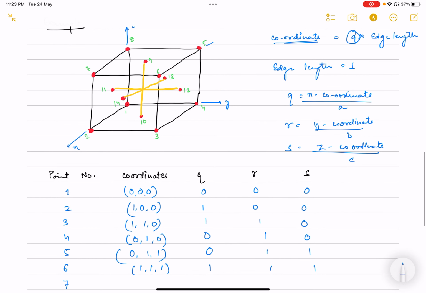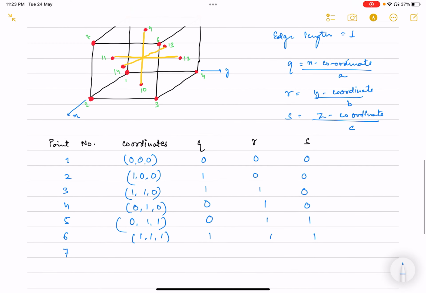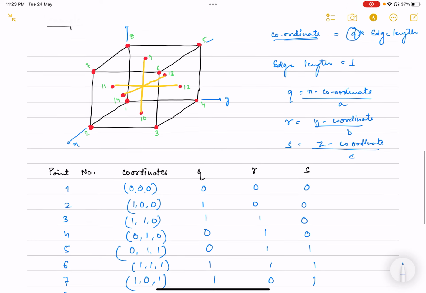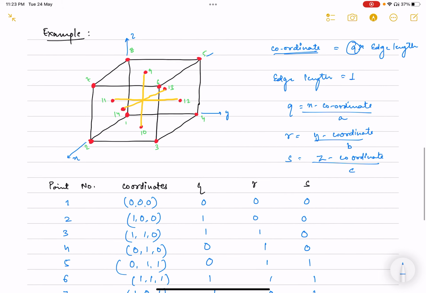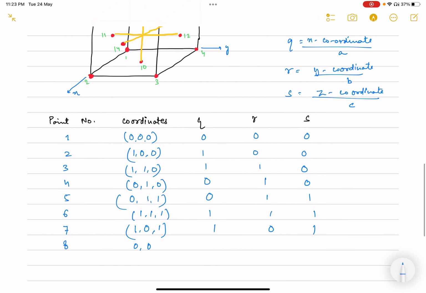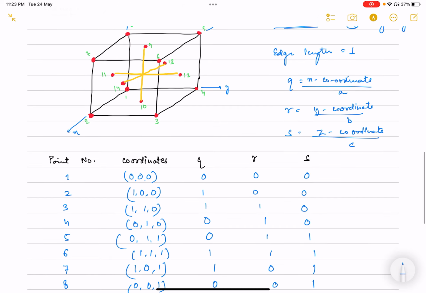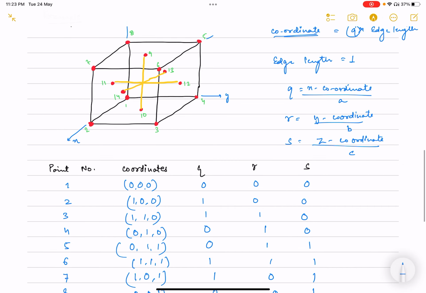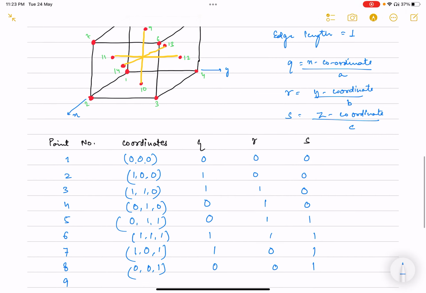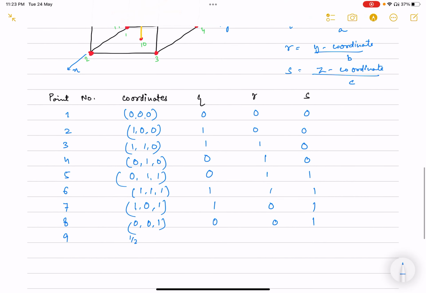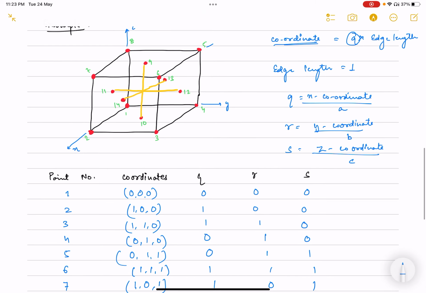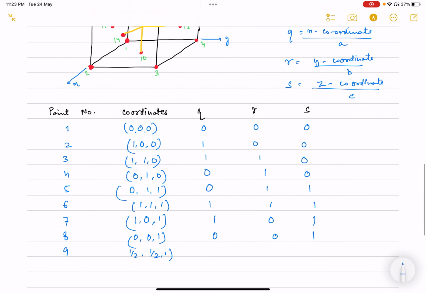Point 7 lies in the xz plane, so it will be 1, 0, 1. Point 8 lies on the z-axis, so it is 0, 0, 1. Point 9 lies on the face center. It cuts x at half, y at half, but z at 1, so it is half, half, 1.